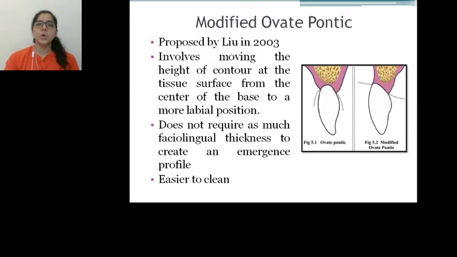Firstly is the modified ovate pontic. It was proposed by Liu in 2003. It involves moving the height of contour at the tissue surface from the center of the base to a more labial position. So we can see in the diagram, in the ovate pontic, the height of contour is above the ridge and in the center of the base, but in the modified ovate pontic, it is shifted more labially. Therefore, it does not require much facial lingual thickness to create an emergence profile, and it is easier to clean as compared to other pontics.